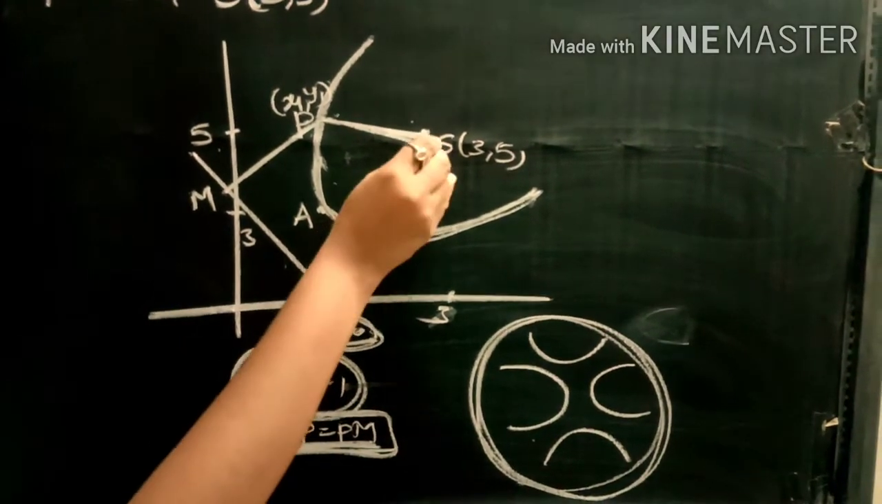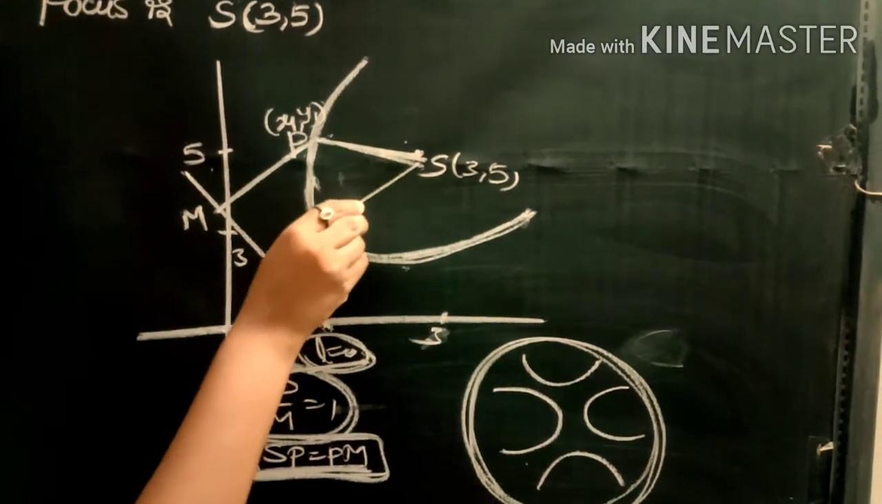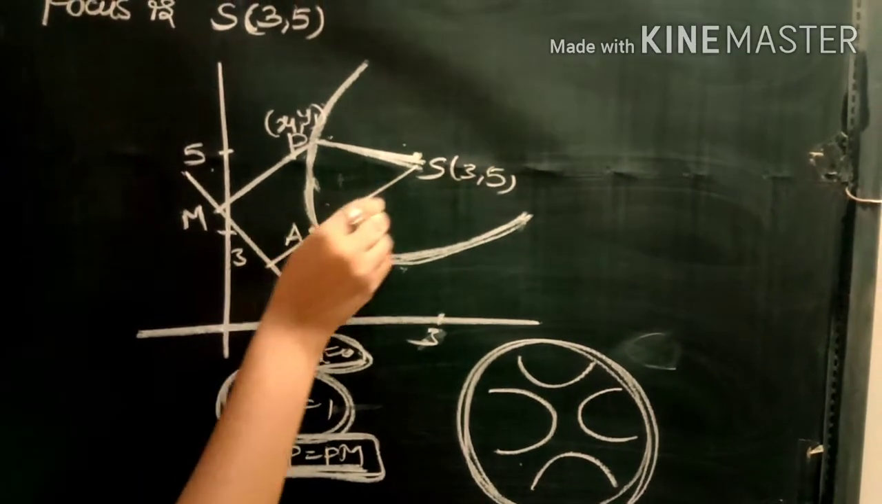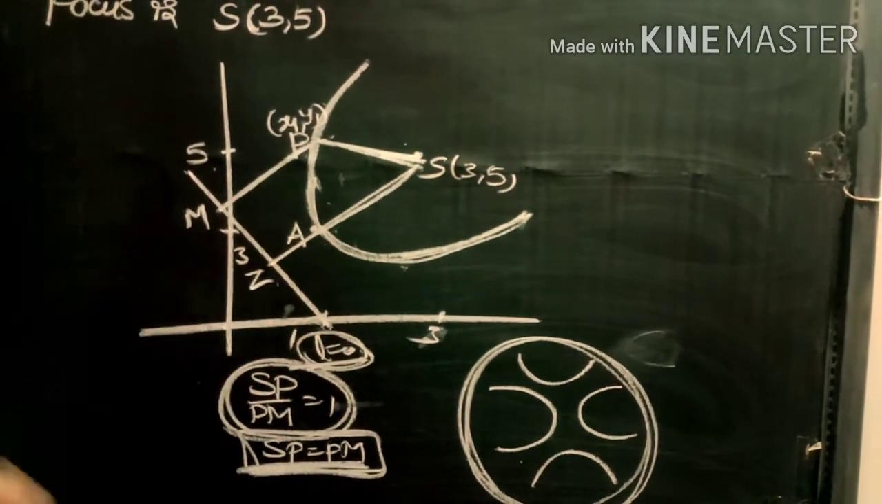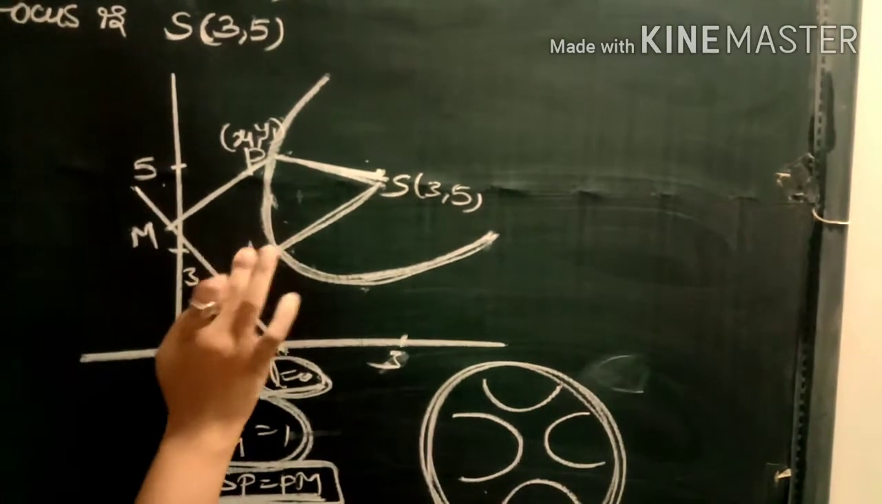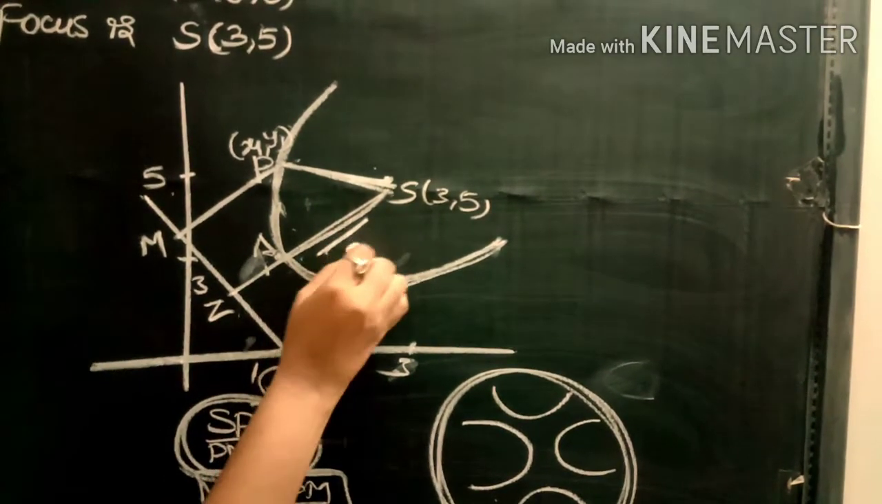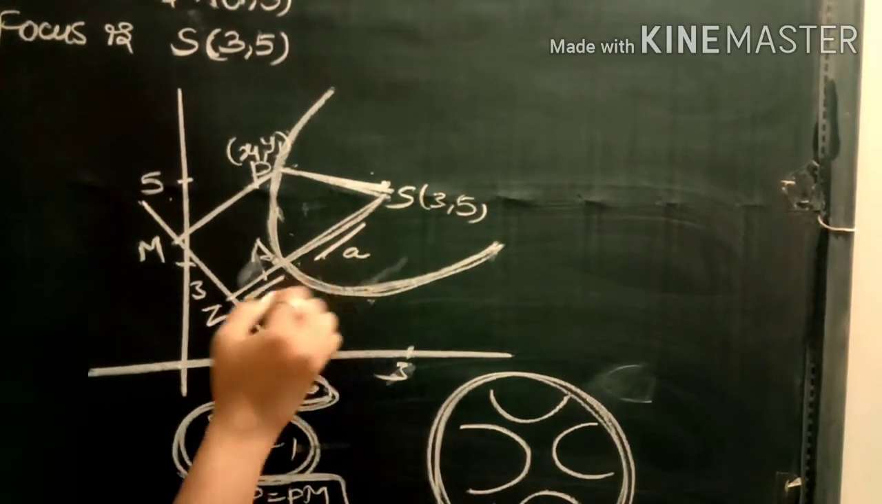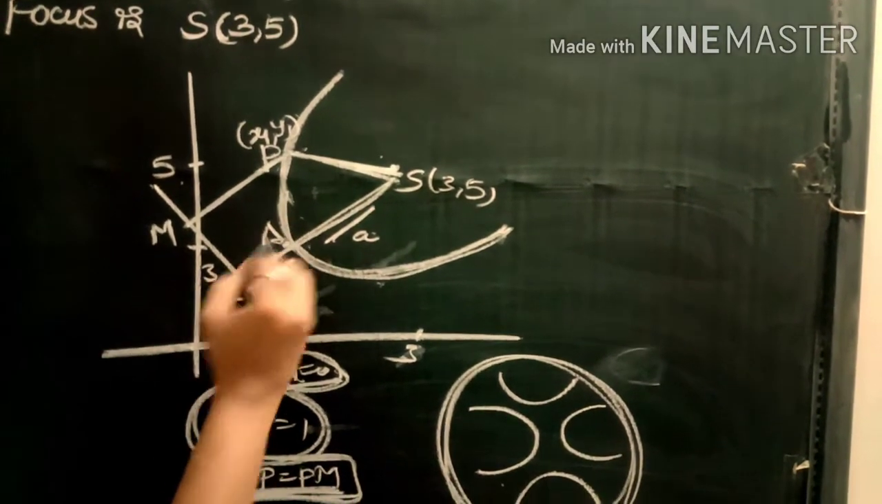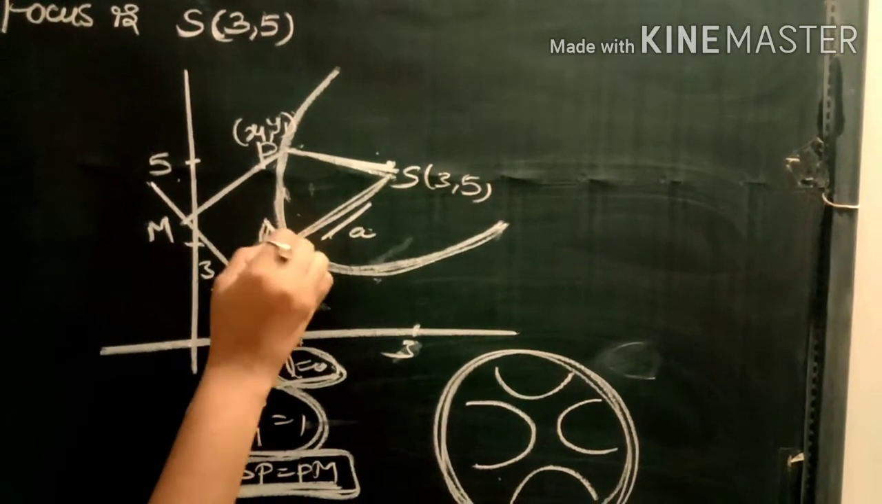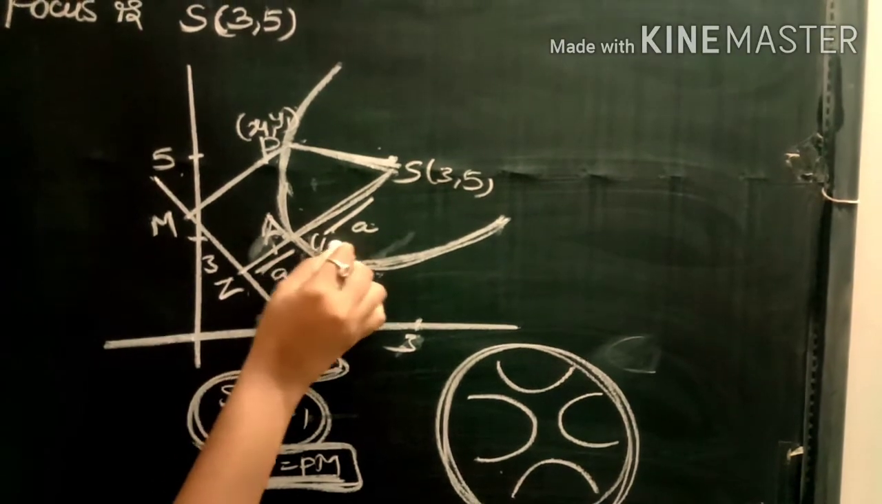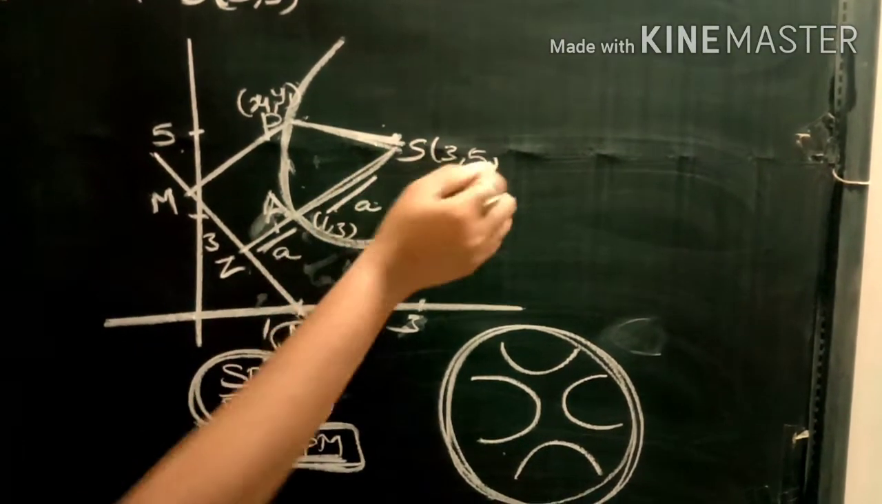To find the equation of the directrix, first I am drawing one perpendicular from the focus to the directrix. This is the perpendicular, and this is point Z, the foot of the perpendicular. Already we know that these two lengths are equal: AS is equal to AZ. Then A is the midpoint of SZ. Here A is (1, 3) and this point is S(3, 5).